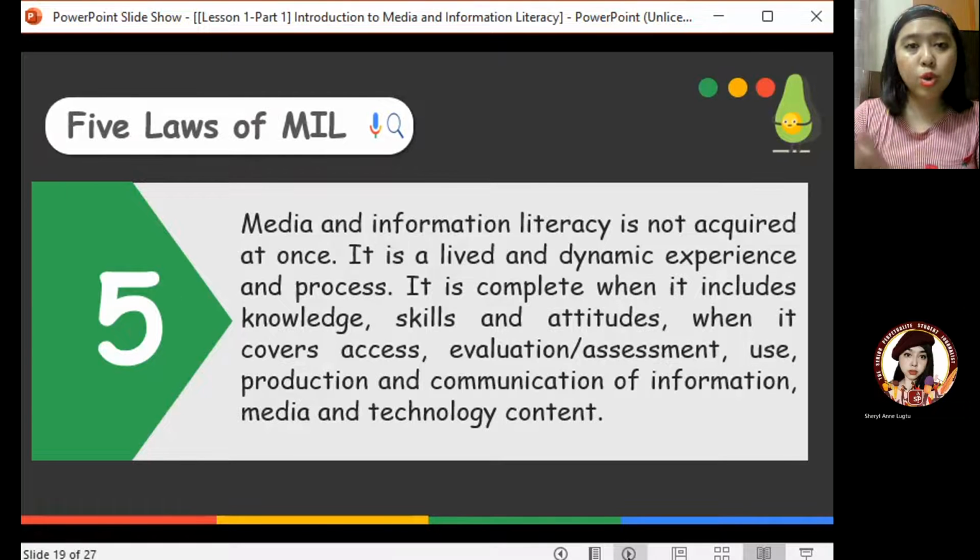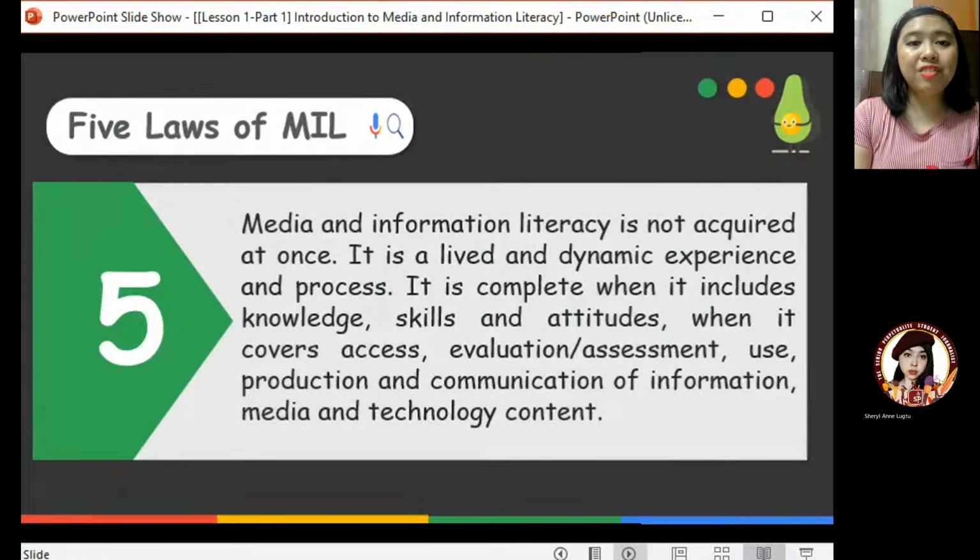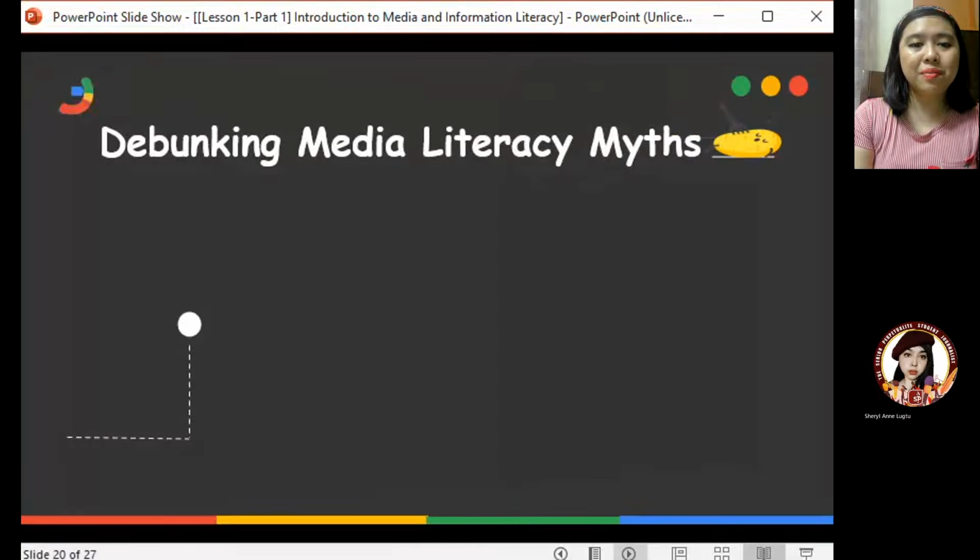And this ore goes through a rigid process. There are a lot of things that are being done on it just so they could get the diamond from it. All right. So being media and information literate is like being a diamond. You have to go through that process to shine. All right. So those are the 5 laws of media and information literacy.